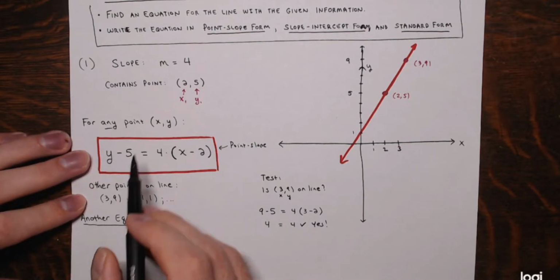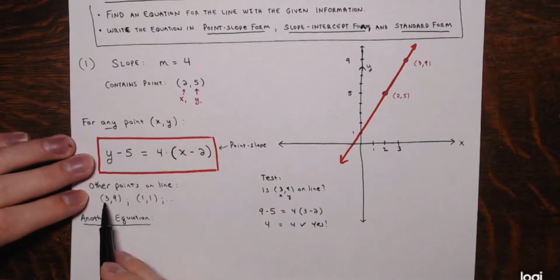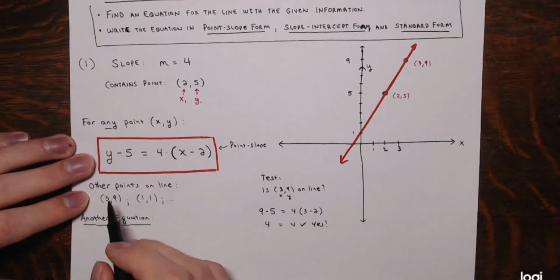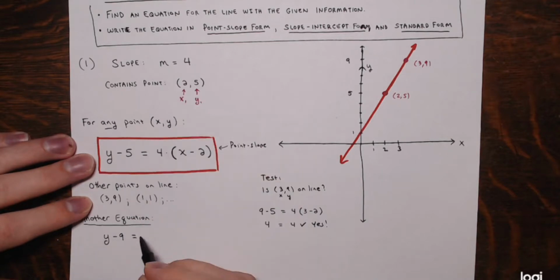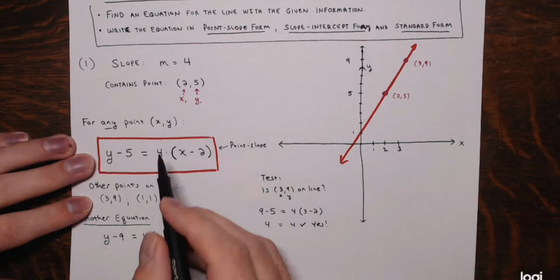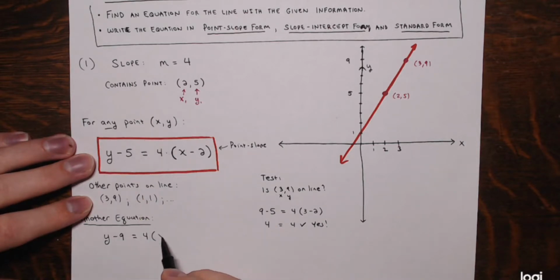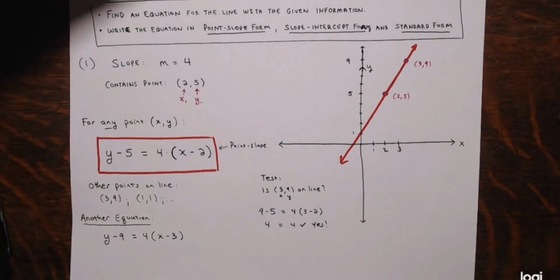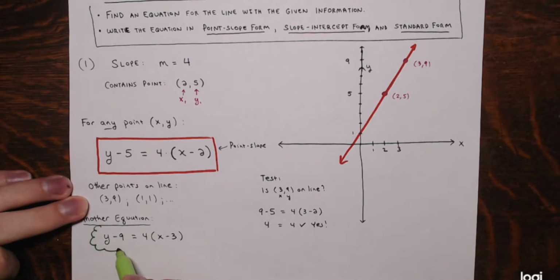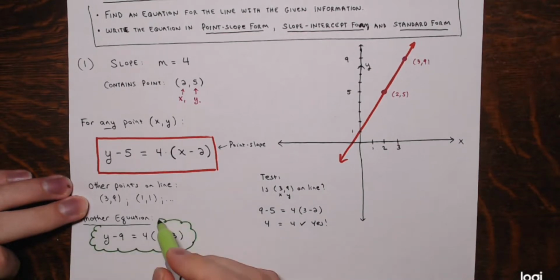Instead of using 2,5, I use 3,9 instead. Do y minus 9, the change in y, equals the slope, 4, times the quantity, the change in x minus 3. And this is an equally valid equation for this line. And let me show you.